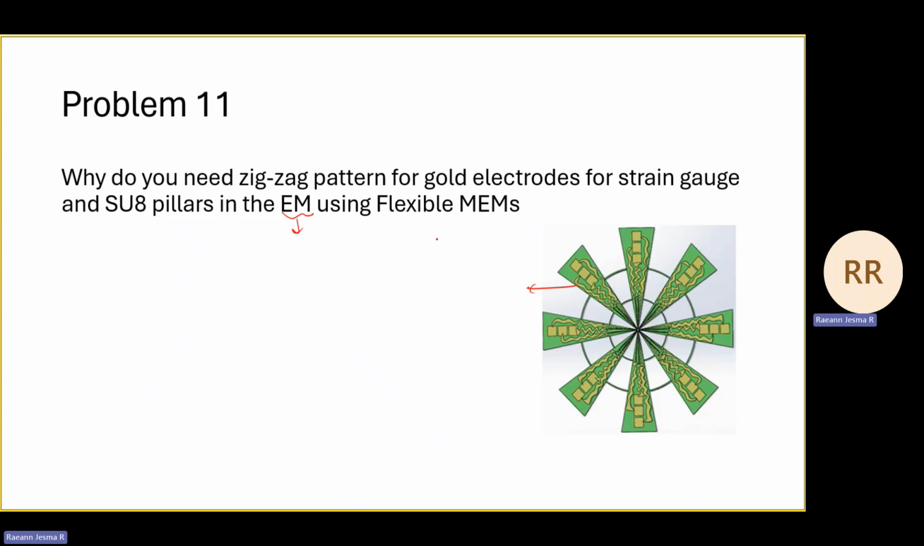Why do we need this kind of zigzag pattern? Why can't we have some straight pattern of gold electrodes? What is the main reason? So this was discussed in the course again. So it's a direct question.